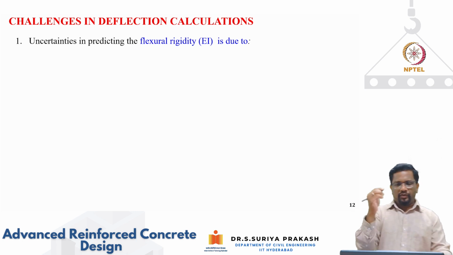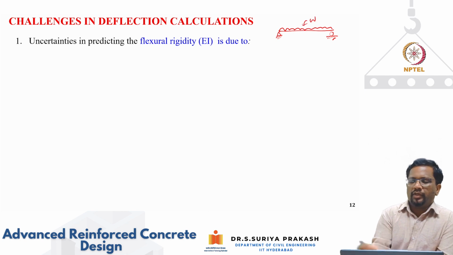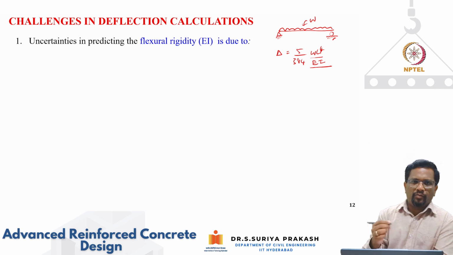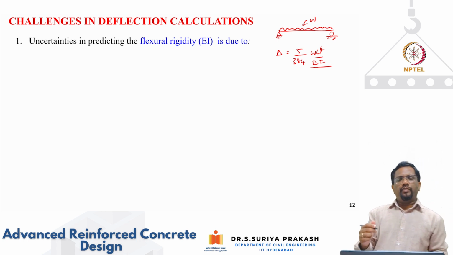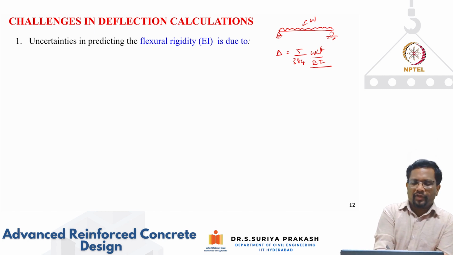Now, how do we calculate? We know from structural analysis, let's say for a uniformly distributed load on a simply supported beam, subjected to a load like this, what are the deflection equations? You must have studied. Delta is 5 by 384 W L power 4 by EI. Now, what is EI? We have done moment curvature analysis. EI is called flexural rigidity.